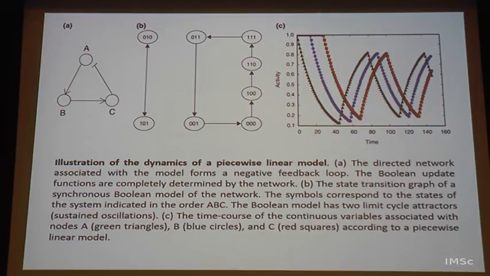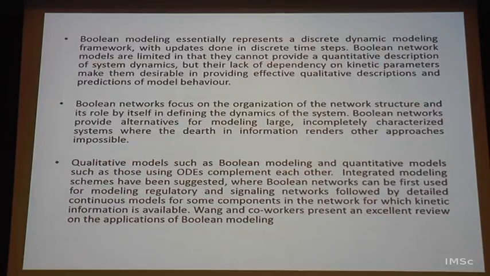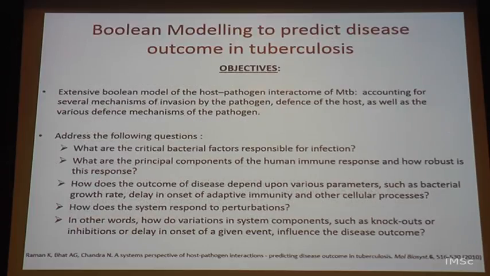So it has two limit cycle attractors, which are sustained oscillations, and the time course of the continuous variables associated with nodes. I don't think you can see the green very well. Anyway, green triangles, blue circles and red squares according to a piecewise linear model. So you take each time step and then get it and then put them together later on. Okay, more text here which I will skip. I think I have talked about it in various ways. Let me just show you an example that we have here.